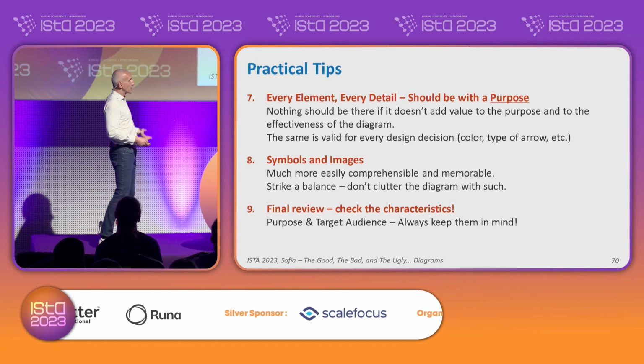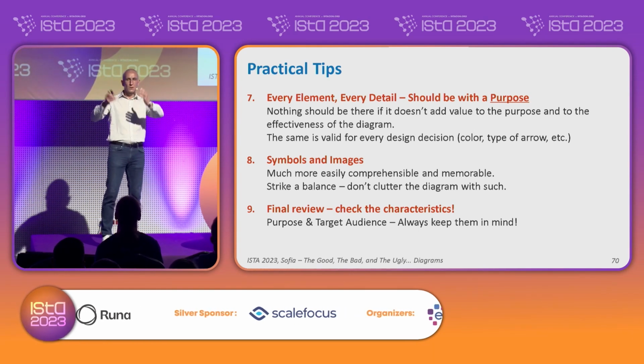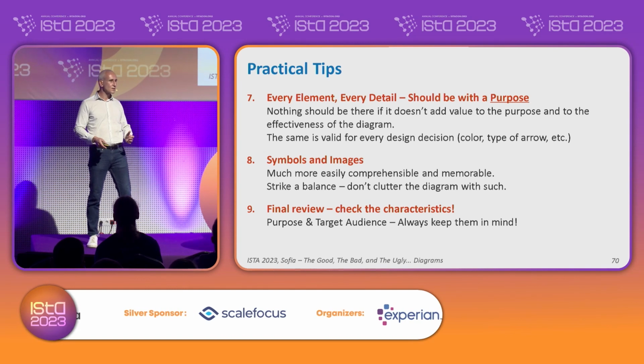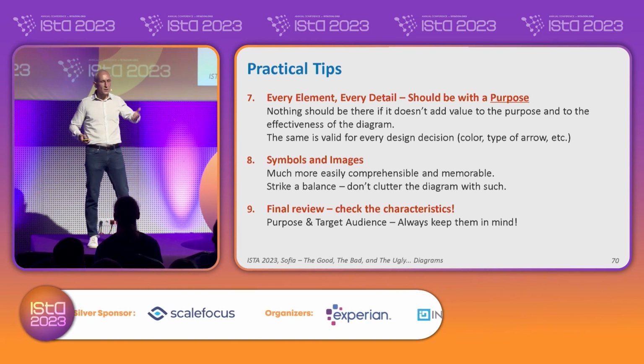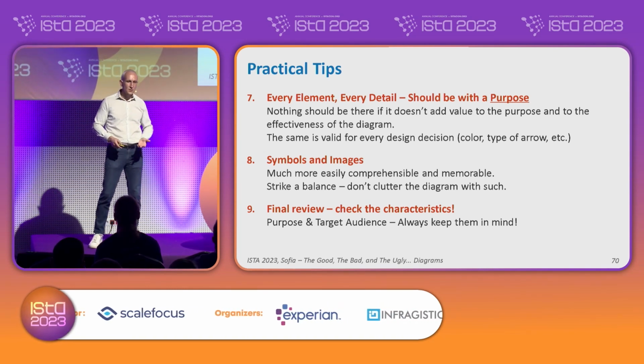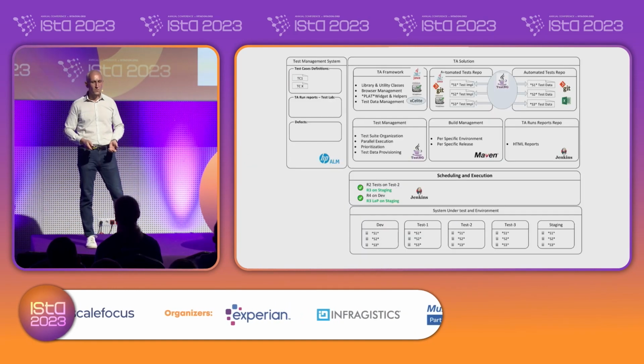And at the end, do a final review. So take a look at, okay, this is my release candidate of the diagram. You can use my checklist, 9 characteristics. Can I do something better for this, something for that?